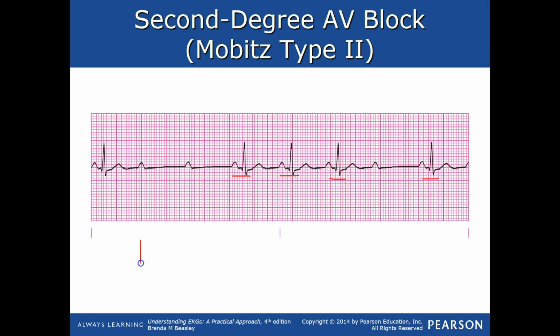Remember, our first degree block was just lengthened, right? We'll just draw this longer line, meaning it's lengthened. The second degree, type 1, is going, going, gone, right? So it's lengthening as it goes, and then you have a space, and then it's this, and it's that, and it's this, and this space. Well, now we're in second degree type 2. PR interval is constant whenever there is a P to QRS. When it's not a QRS, obviously it's not going to be constant, right?